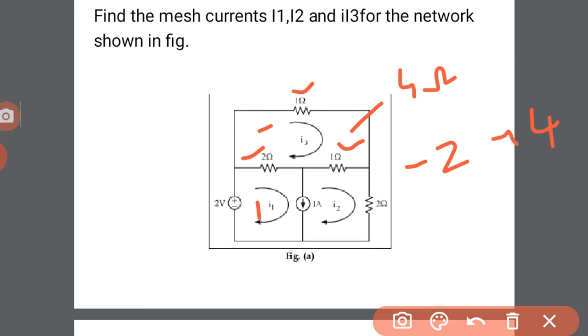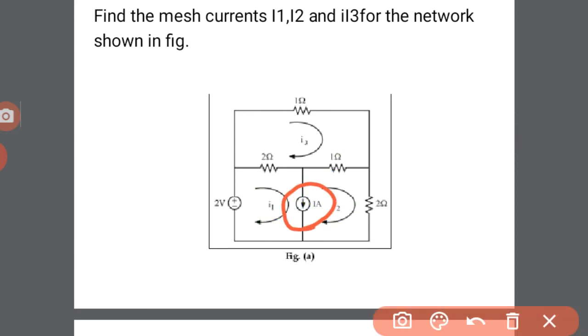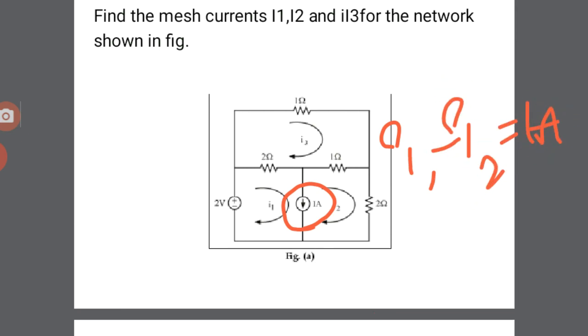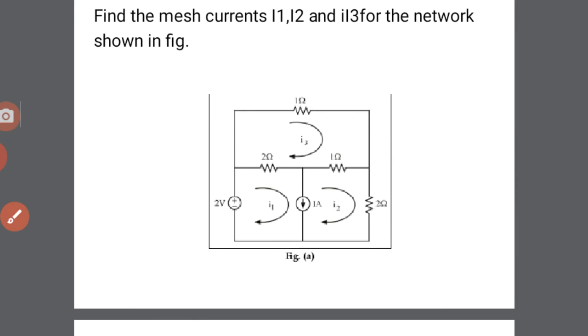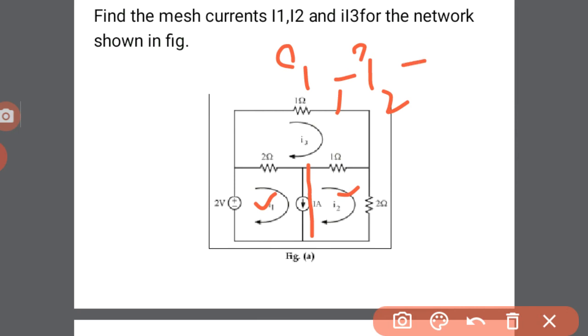Next, 1 ampere current is flowing between loop 1 and loop 2. So that's why I1 minus I2 is equal to 1 ampere. Here the two loop currents are I1 and I2, and these two are in opposite direction. That's why I1 minus I2 is equal to 1 ampere. This is another equation.